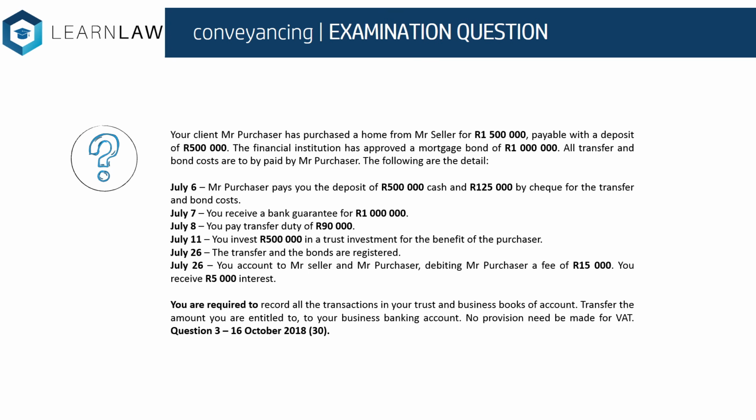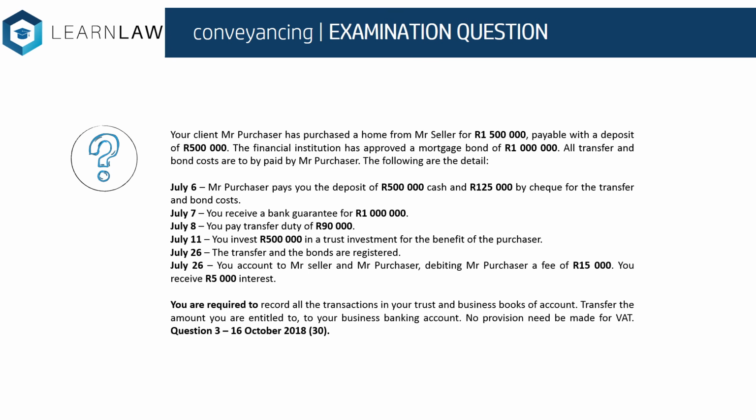Before we continue with the details of this transaction, you will note that conveyancing transactions include transaction dates, which up to now you've not encountered. You must enter the dates into your bookkeeping records whenever dates are provided. The following are the details that were provided. On 6 July, Mr. Purchaser pays you the deposit of 500,000 rand in cash as well as 125,000 rand by cheque in respect of the transfer and bond costs.